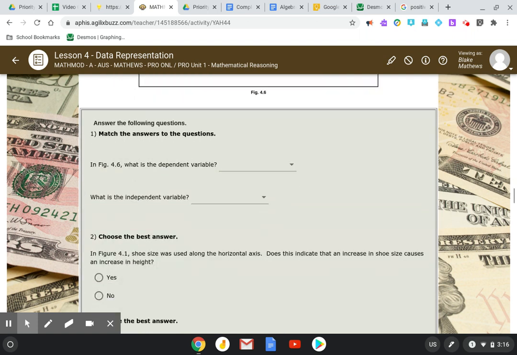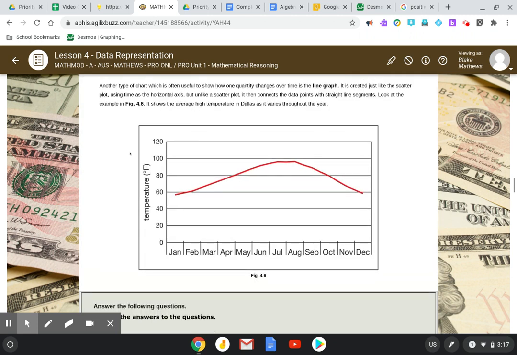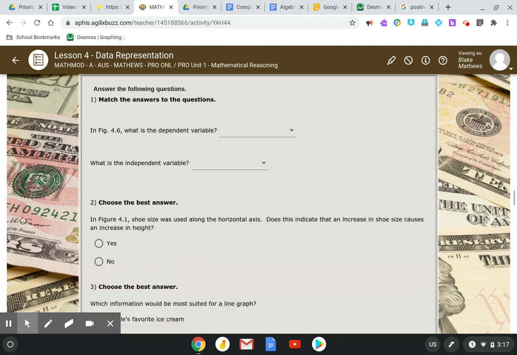And again, the months here would be the independent variable and the temperature would be the dependent variable. So most of these questions are asking some of those basic ideas. In particular, they ask about that exact graph. What's the dependent and independent variable of figure 4.6? Remember, the x-axis is the independent and the y-axis is the dependent. I'll let you do that one.